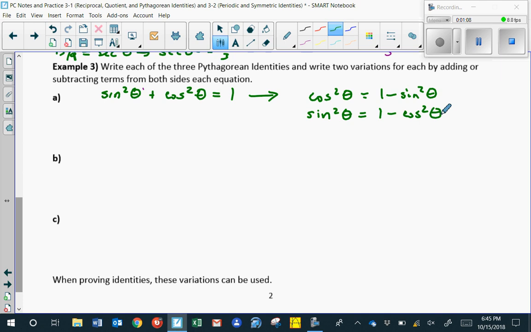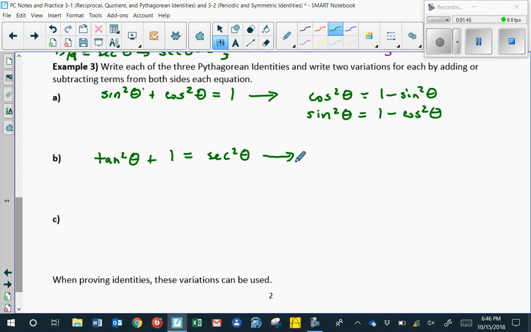Now we're just going to think through dividing the original Pythagorean identity by cosine squared of theta and sine squared of theta. If we divide each term by cosine squared of theta, the first term is sine squared over cosine squared, which is tangent squared. The second term is cosine squared over cosine squared, which is 1. And that's equal to the third term, which is 1 over cosine squared, which is secant squared of theta.